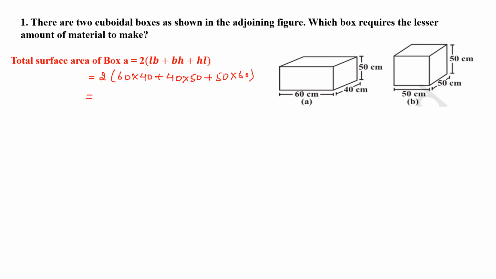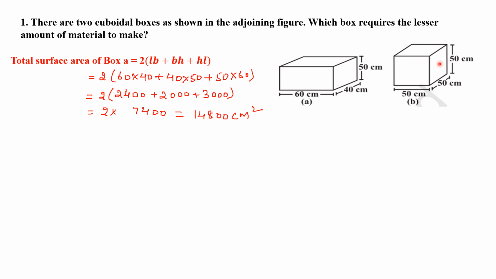So it will be 2 multiplied by 2400 plus 2000 plus 3000. And if you add everything, you will get 2 into 7400. And the product of 2 into 7400 will be 14,800 centimeter square. So from here we can say that for cuboid A, we need 14,800 centimeter square of the material.